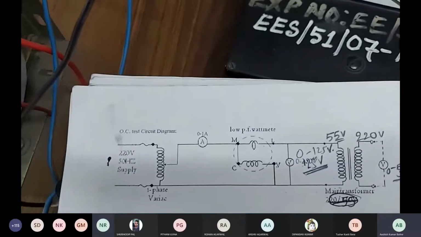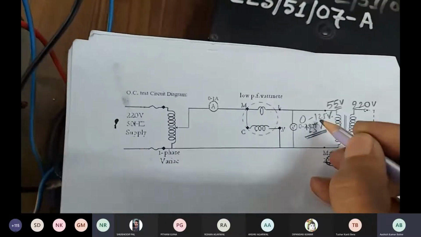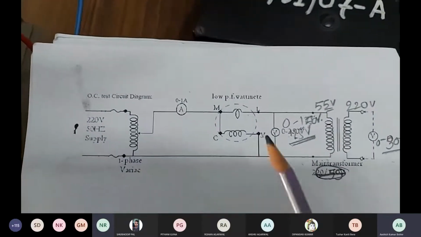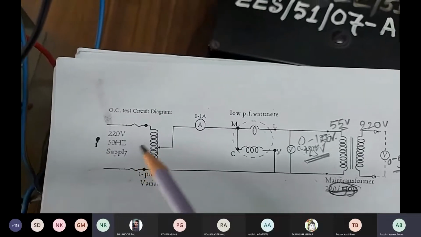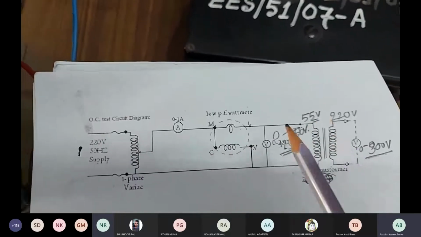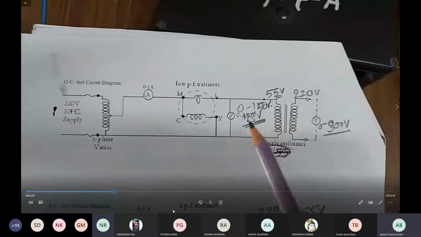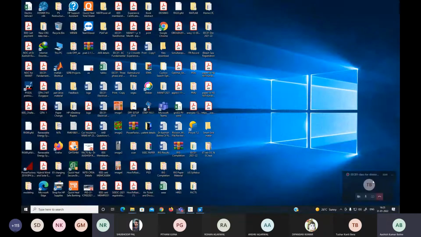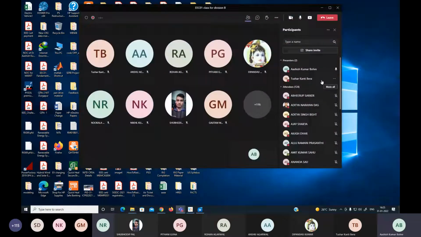You have already seen this connection diagram. According to the connection diagram we have to connect the circuit. Here you can check the range of the different meters. The supply is 220 volt or 230 volt. The ammeter is 0 to 1 ampere. We have an LPF wattmeter, and we will see its specification later. The voltmeter connected on the primary, the 55 volt side, is 0 to 150 volt, and on the secondary side it is 0 to 300 volt, because the rated voltage on the secondary side is 220 volt.